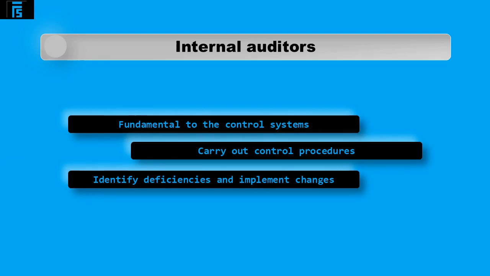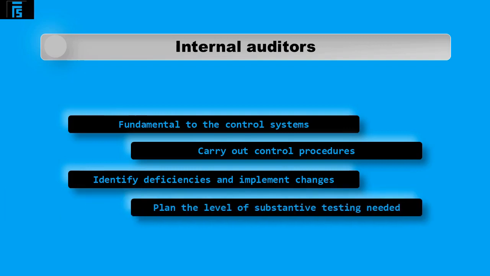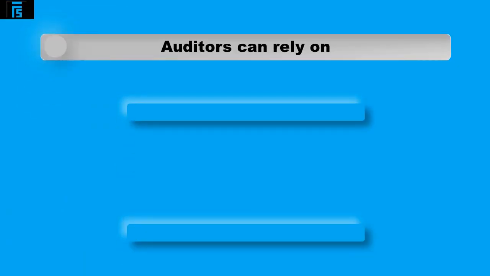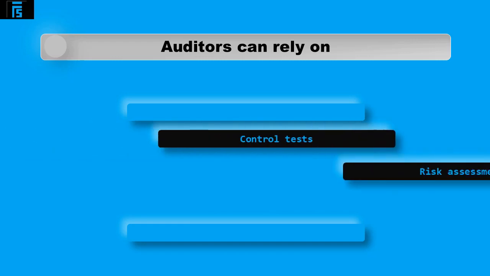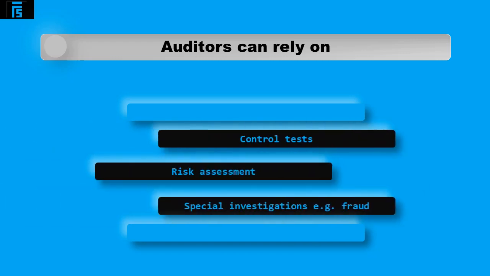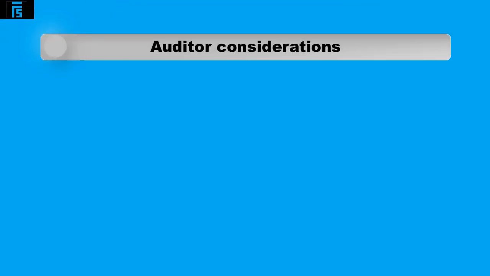The external auditor must also assess control systems for deficiencies. This helps them plan whether controls can be relied upon and decide the level of substantive testing needed. Therefore, the type of work the auditor could rely on would be test of controls, risk assessment, and any special investigations such as fraud investigations. For any experts used by the client, care needs to be taken before the auditor can go ahead and rely on any of their work as evidence.